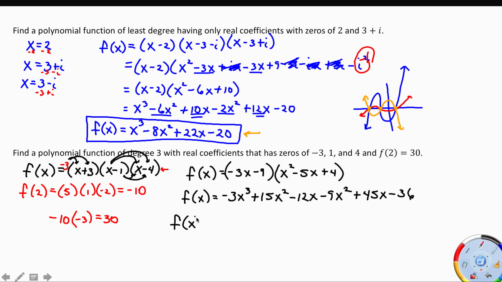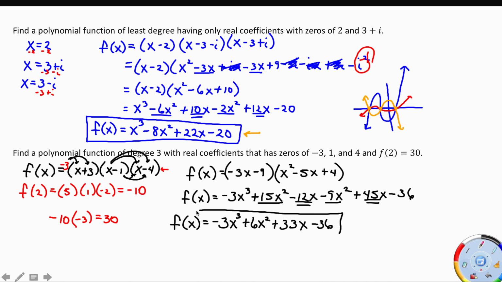So simplifying that, combining my like terms, I have negative 3x cubed. Here's 15x squared minus 9x squared, so plus 6x squared, minus 12x plus 45x, so plus 33x, minus 36. And here's my specific function that has these zeros, but also where f of 2 equals 30.